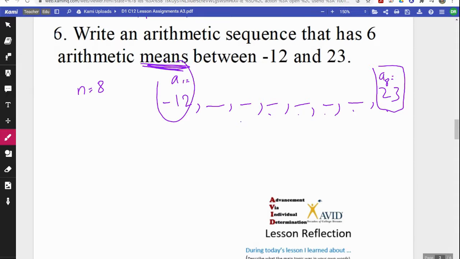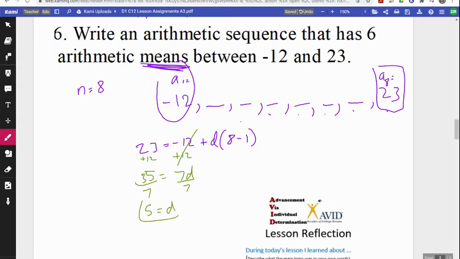This would be, we're saying n is 8, so a sub 8 is 23, equals a sub 1, 12, plus d times n minus 1. So we could go about solving this. Add 12. That gives us 35 equals, 8 minus 1 is 7, 7d. Divide by 7, we get 5. So d is 5.